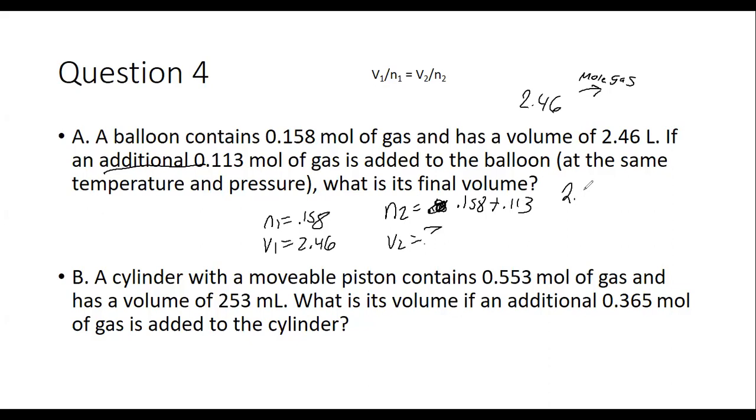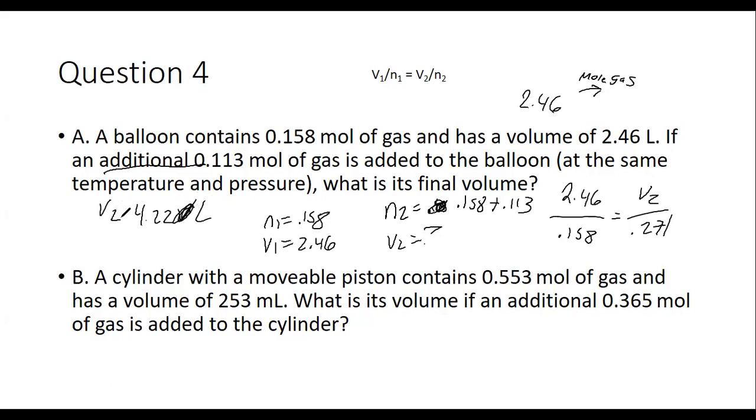So 2.46, V1 divided by n1, equals my new volume divided by the amount of moles I have, which is 0.271. I added more stuff, so my volume should increase. And so the volume I get is 4.22 liters. Oops.